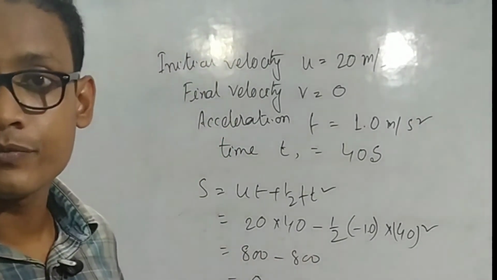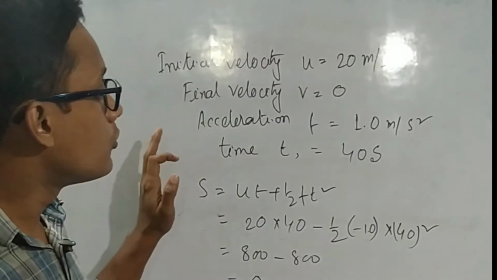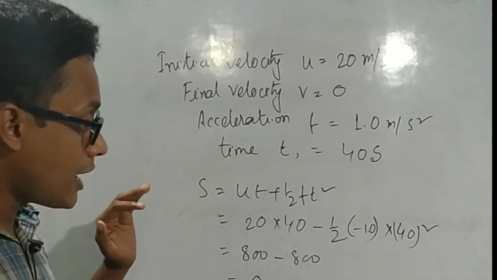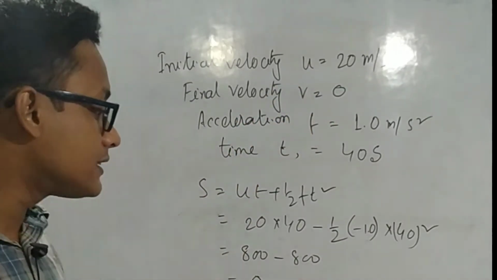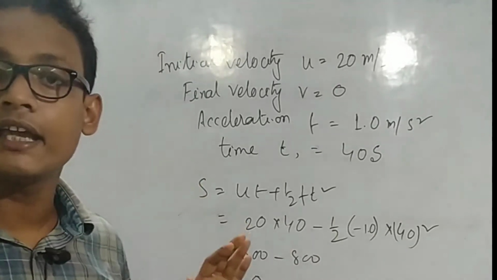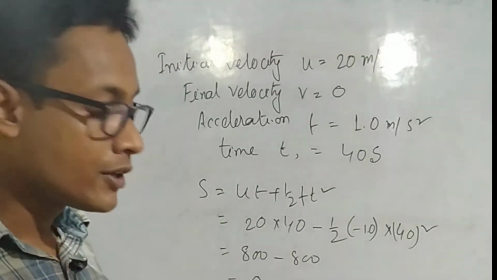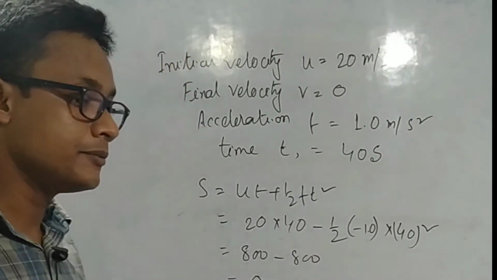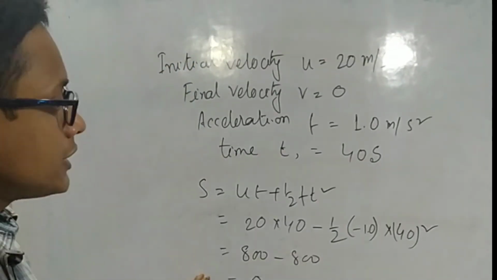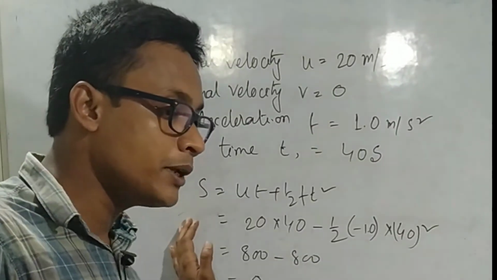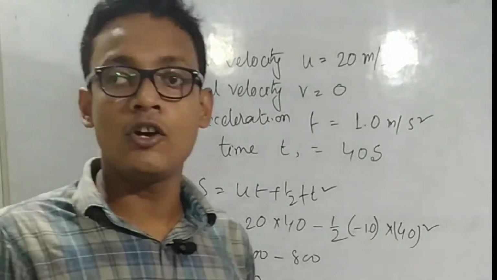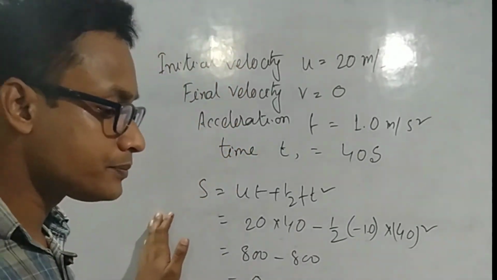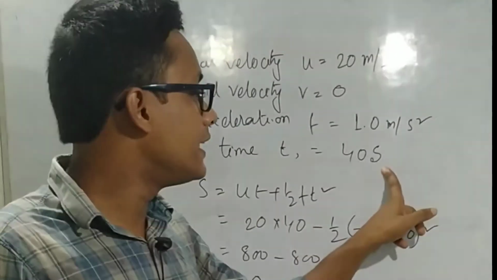Is it possible? No, because within this time of 40 seconds, a particle with a velocity has traveled some distance, and the distance being 0 does not make any physical sense. So this kind of answer has to be avoided. So this is the wrong process to calculate this type of problem. The source of error in this particular problem is the 40 seconds.